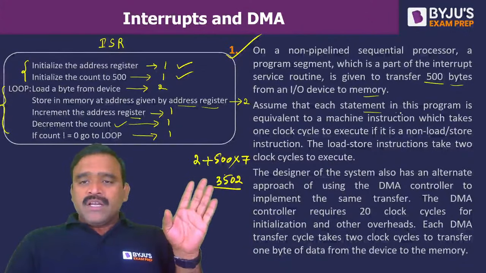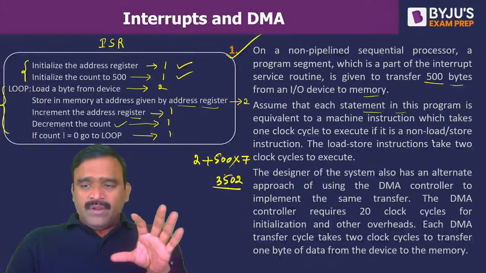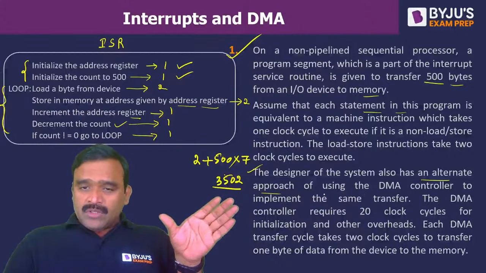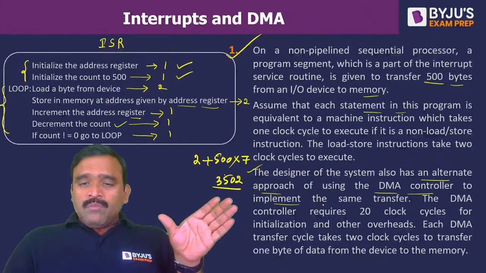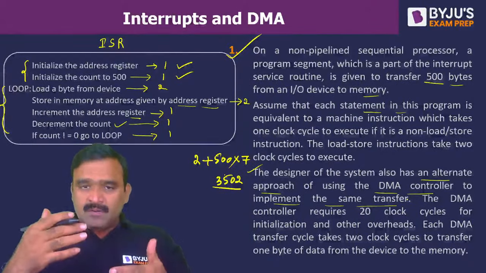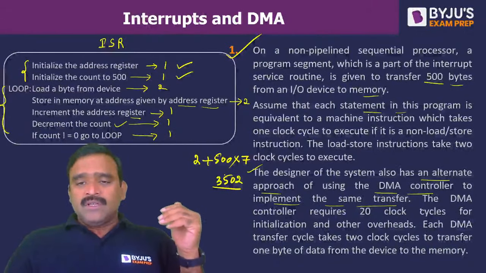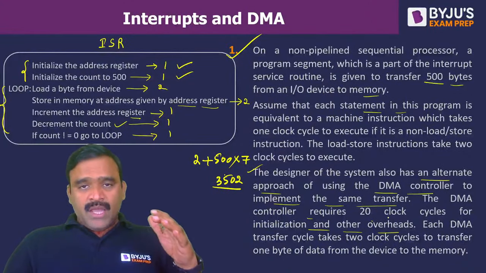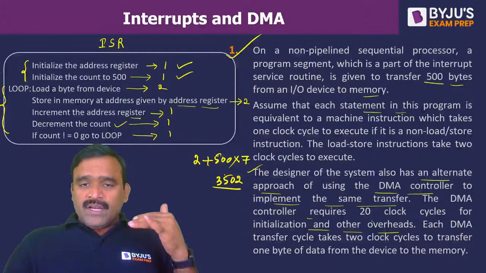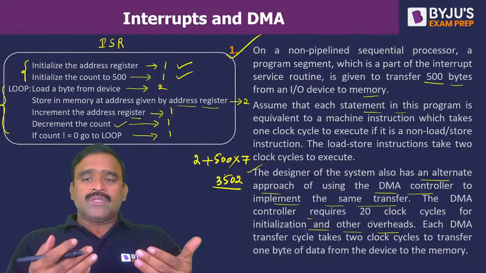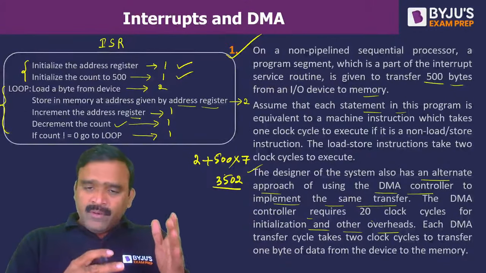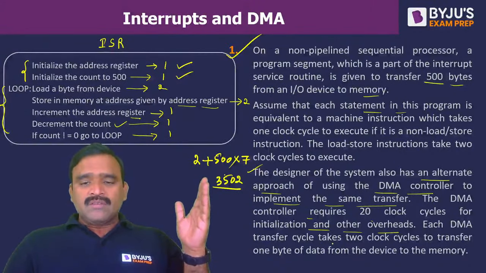Now, the designer of the system also has an alternate approach of using a DMA controller to implement the same transfer. That means for the transfer of 500 bytes, the alternative method is DMA, which is actually faster. It requires 20 clock cycles for initialization and other overheads. So DMA needs to be initialized, and at the time of finishing some cycles are also required. So start and stop take 20 cycles, and each DMA transfer cycle takes 2 clock cycles to transfer 1 byte of data.